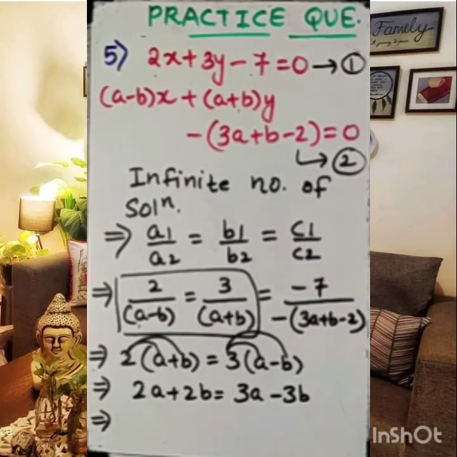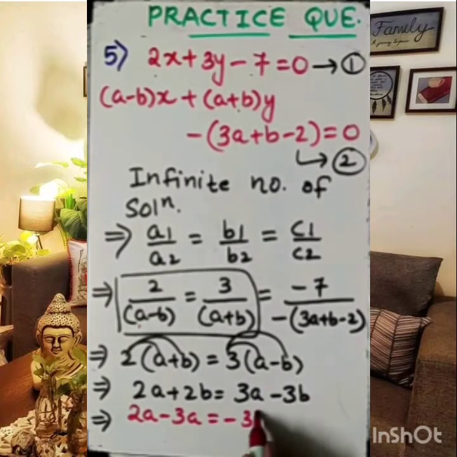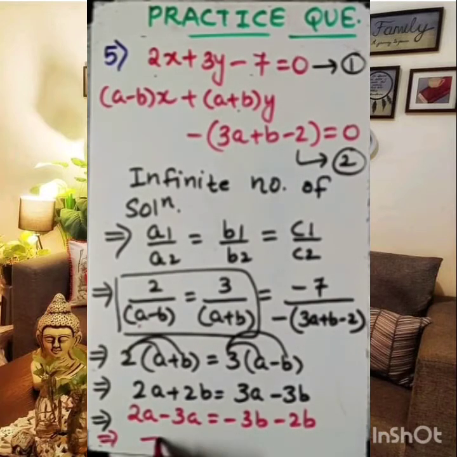Next, I am bringing this 3a to this side, so it is minus 3a, and minus 3b is already there. I am bringing this 2b to that side, so it is minus 2b. Now 2a minus 3a is minus a, and minus 3b minus 2b is minus 5b. The minus signs cancel, so the equation becomes a equals 5b.